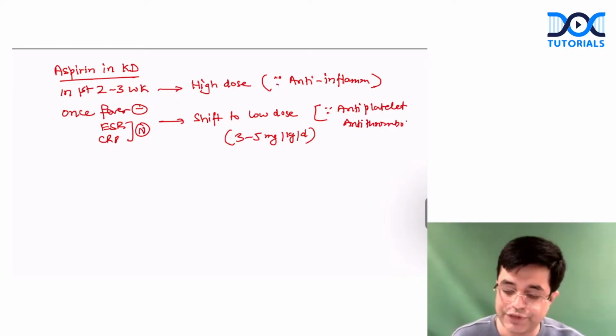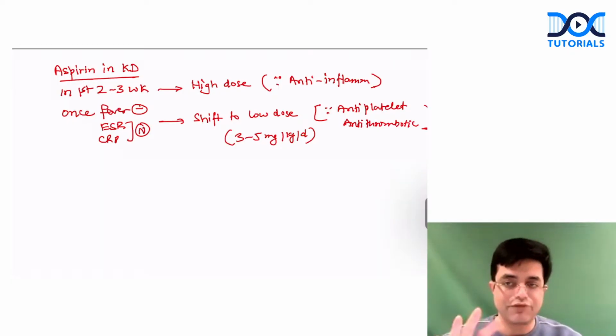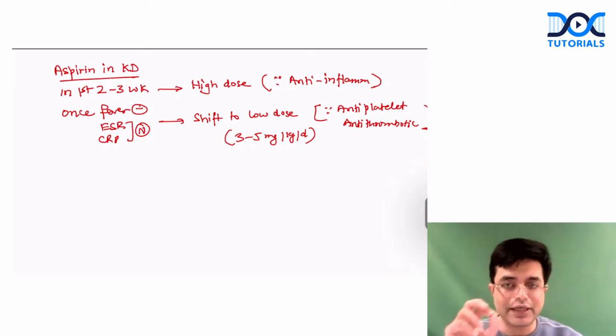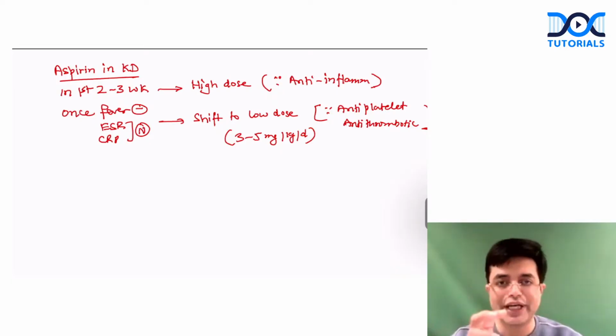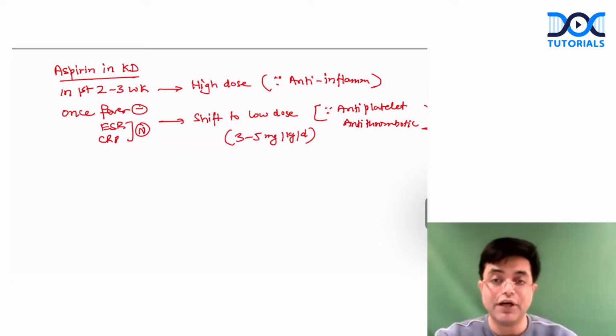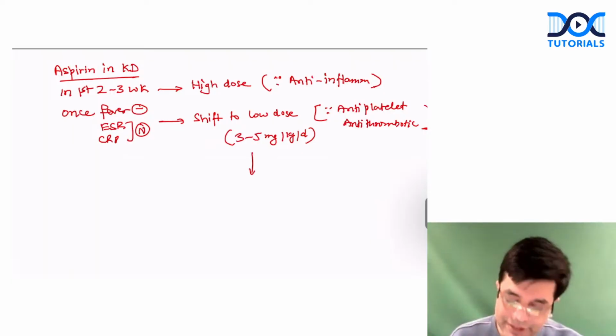In the first 2 to 3 weeks, we are giving high dose aspirin to suppress the inflammation. After inflammation has been suppressed, once fever and ESR, CRP are normal, you shift to low dose aspirin. Low dose aspirin is antiplatelet, antithrombotic, so that if any aneurysm has formed in the patient, there is an absence of thrombus formation. MI should not happen. For that prophylactic role, we give low dose aspirin. This low dose aspirin is continued till echocardiography, which is done at 6 to 8 weeks.